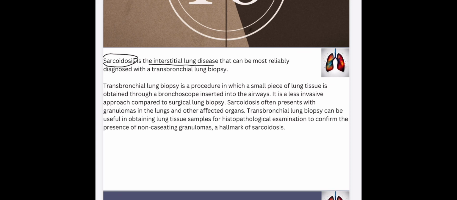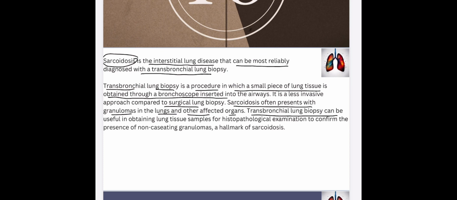Sarcoidosis is the interstitial lung disease that can most reliably be diagnosed with a transbronchial lung biopsy. Transbronchial lung biopsy is a procedure in which a small piece of lung tissue is obtained through a bronchoscope inserted into the airways. It is a less invasive approach compared to surgical lung biopsy. Sarcoidosis often presents with granulomas in the lung and other affected organs. Transbronchial lung biopsy can be useful in obtaining a lung tissue sample for histopathological examination to confirm the presence of non-caseating granulomas, which is a hallmark of sarcoidosis.